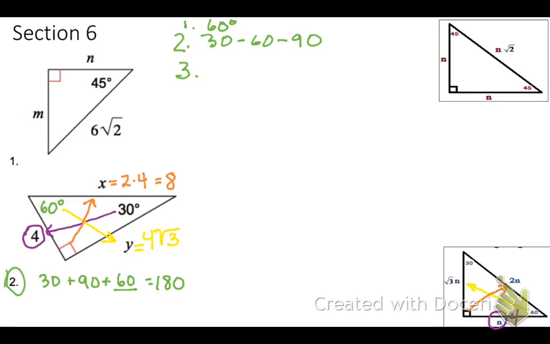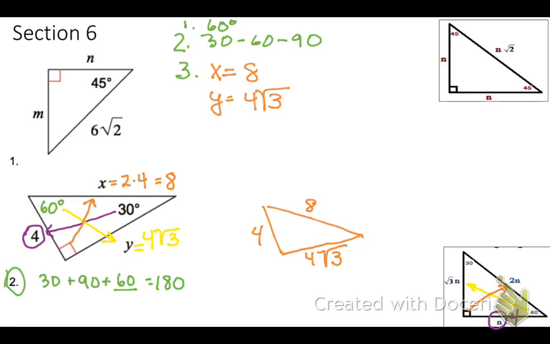So we figured out our 3 sides. The hypotenuse is 8, the short leg is 4, the longer leg is 4 times the square root of 3, and we're done. In order to answer the question specifically as it asked, we would write x is equal to 8 and y is equal to 4 times the square root of 3. Now you're really done.